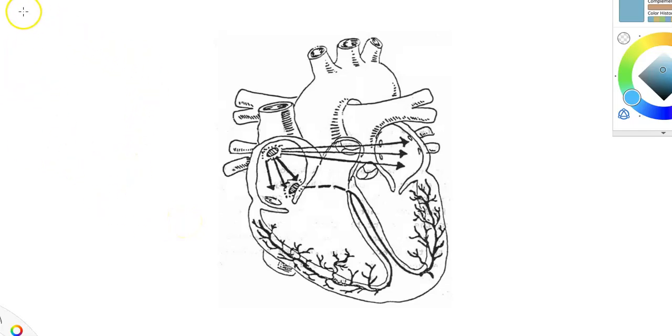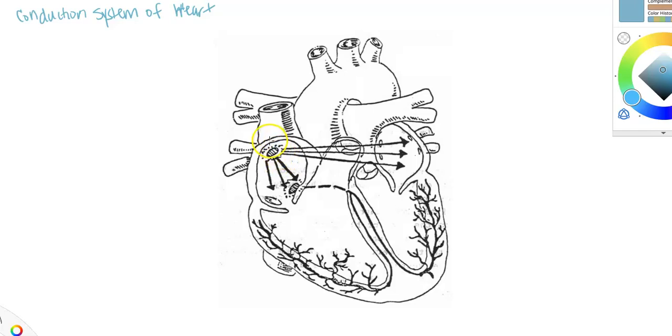All right, so let's look at the conduction system of the heart. Conduction. Okay, so just to orient, this is the heart. All right, this is a cross section of the heart. This is the right atrium, right ventricle, left ventricle, interventricular septum, and then these are the walls of the ventricles here.